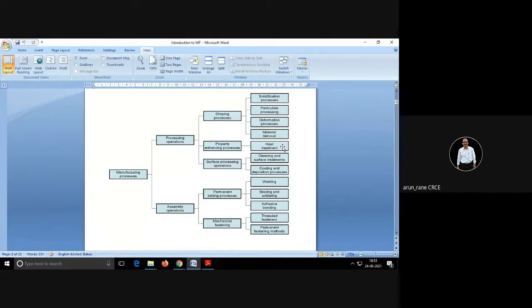So this is what is called as the heat treatment. It is basically used to soften the material or to harden the material or to relieve the stresses. And this is done only by heating, soaking, and by cooling. Okay, so there are ways how to heat, there are ways how to soak, and there are ways how to cool.